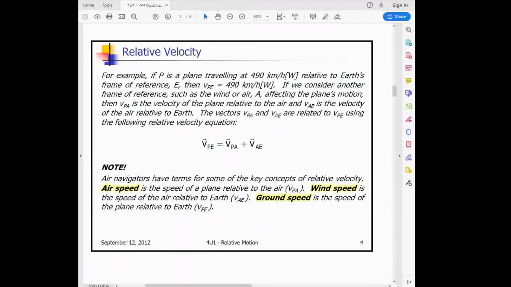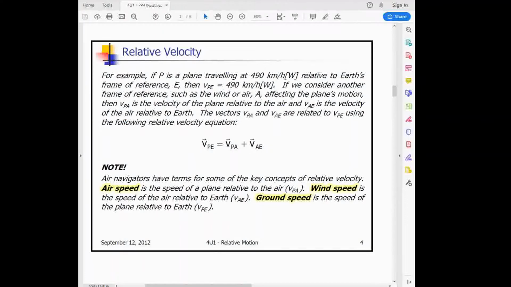So let's look at the wind. The wind is moving with respect to the Earth as well. Here we're going to label the wind, or air, as A, and the plane is labeled as P. So VPA is the velocity of the plane relative to the air, and that is also sometimes called the airspeed of an airplane.